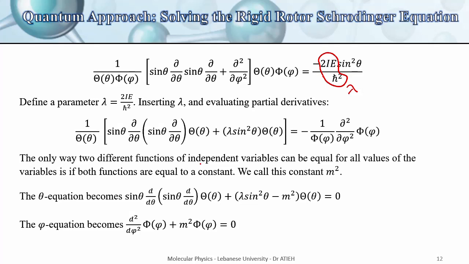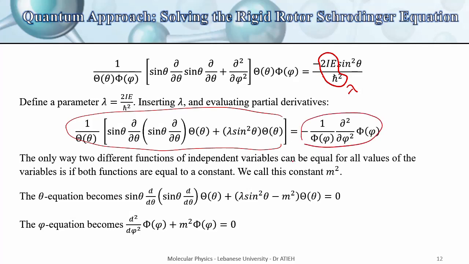The only way two different functions of independent variables can be equal for all values of the variables is if both functions are equal to a constant. So these two functions are equal only if both of them are equal to the same constant. Let us call this constant m squared. Why did we choose m squared? Because m will have a physical meaning later. So if this equation is equal to m squared, arrange it, you will get this form.